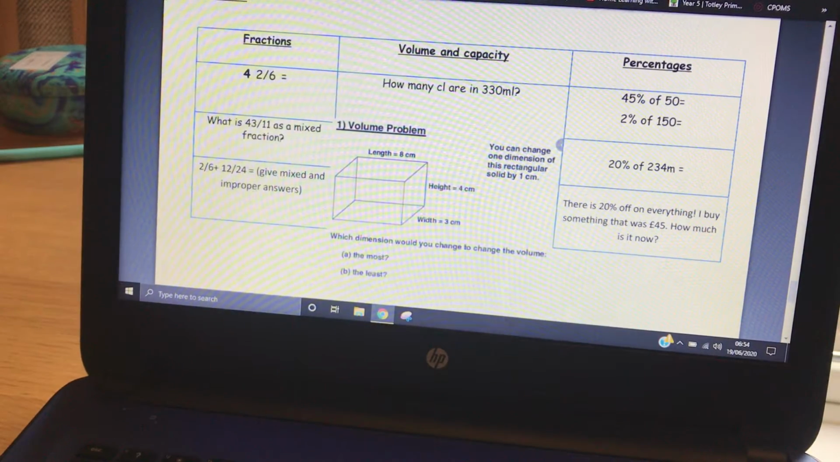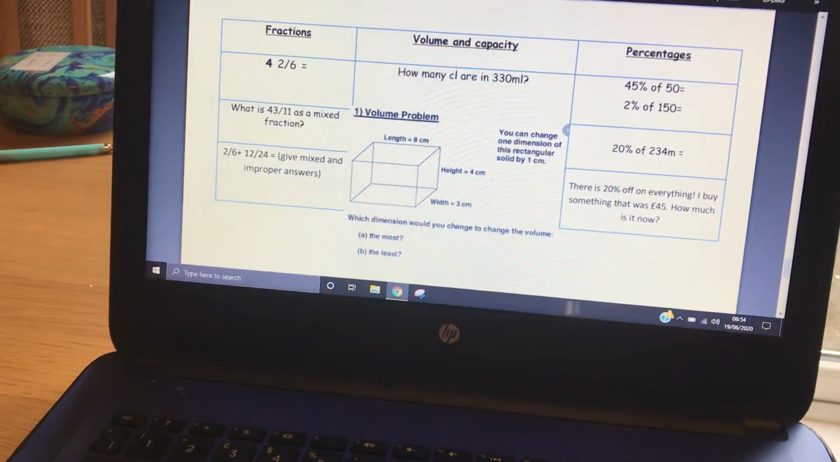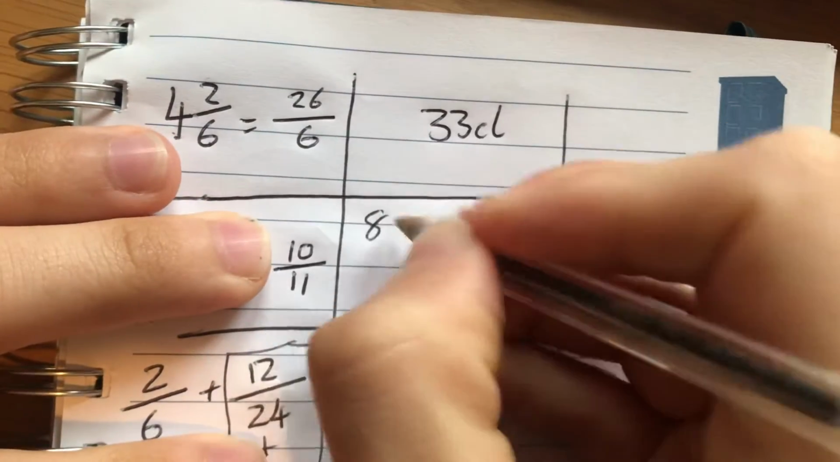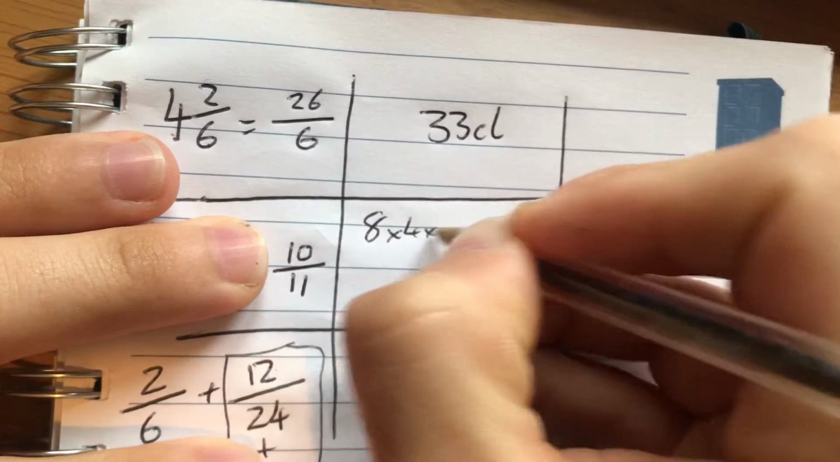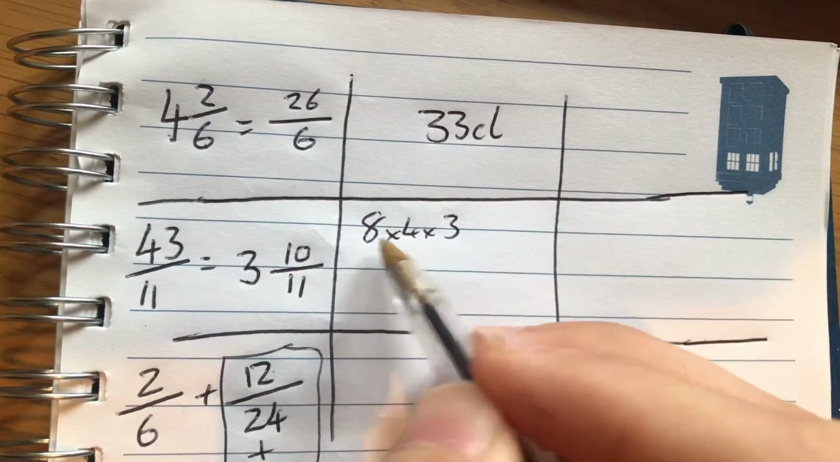Okay, so what I would do here, first of all, is work out what the volume is. So the first thing you need to do is, what is the volume? So I'll do this one here. You've got 8 by 4 by 3. So 8 times 4: 8, 16, 24, 32.